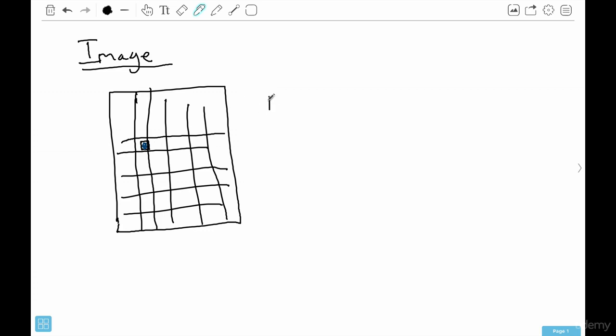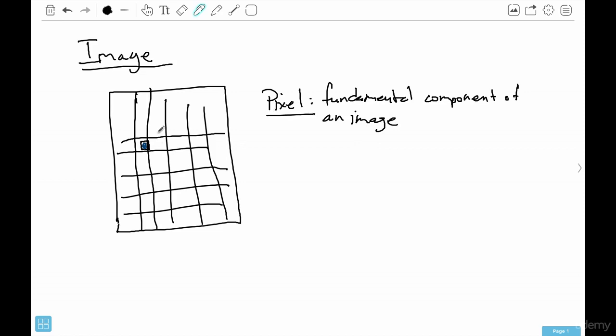So this is an example of a pixel, and a pixel, I'm going to write this down, is a fundamental component of an image. And actually, let me draw an arrow to this. This is an example of a pixel. Images are just grids of pixels, and they comprise images. Anyway, let's talk about the pixel itself first.